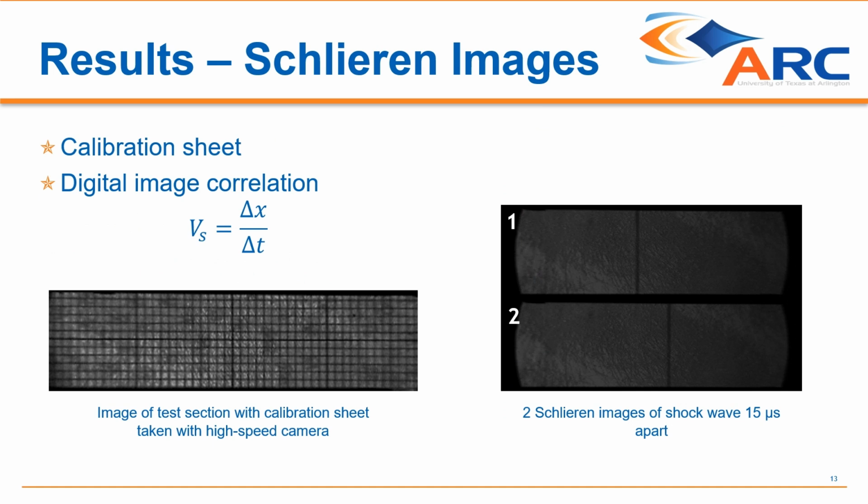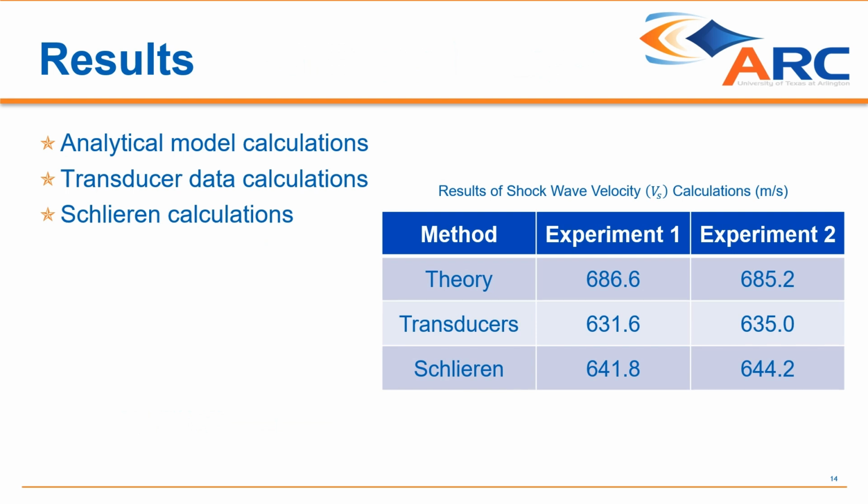Using our 26 high-speed images, we relate the distance traveled to pixels, and these pixels have a known physical distance between them. So using this known distance and the time between photos, we have our experimental shockwave velocity through Schlieren imaging. This is the result of our calculated average shockwave velocity. You can see between the two experiments that we have excellent repeatability.